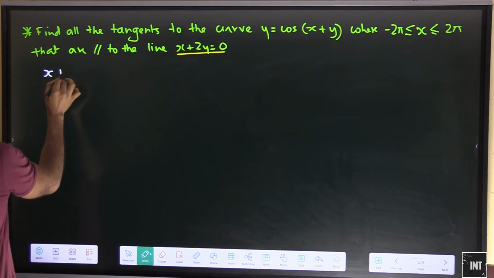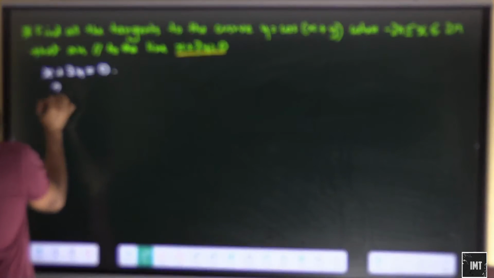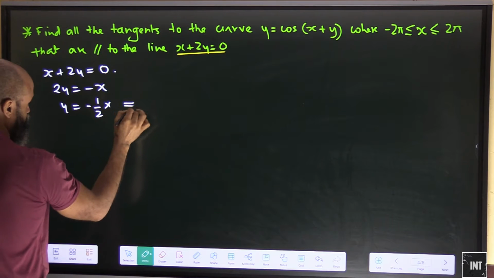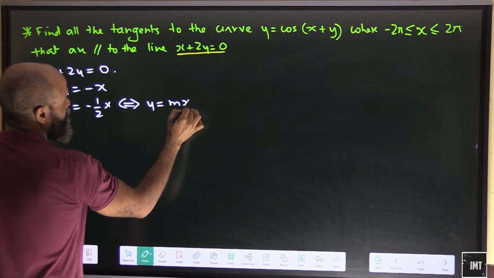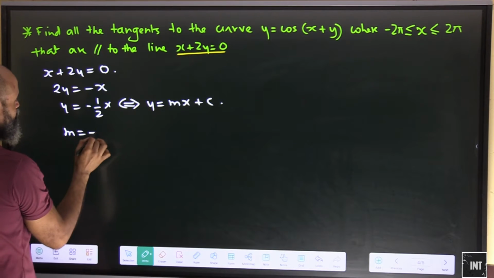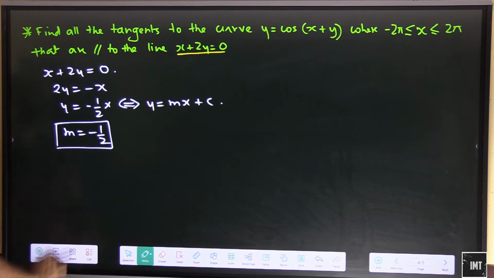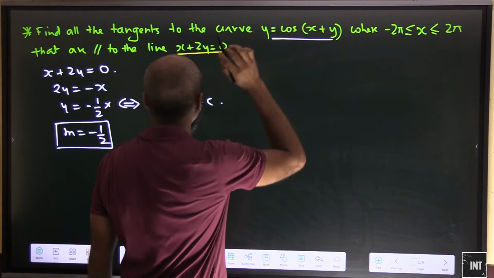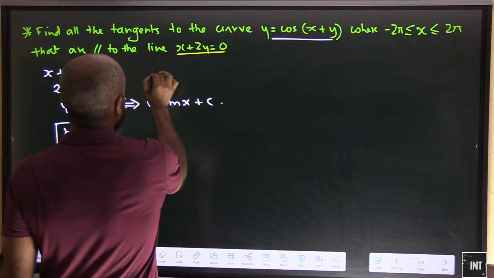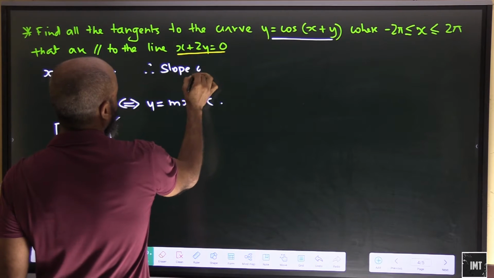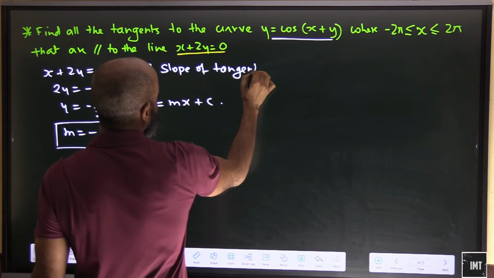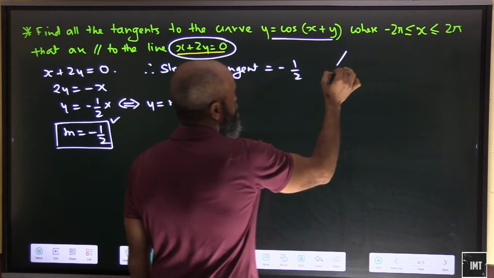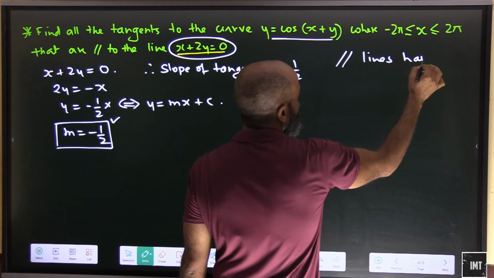So x plus 2y is equal to 0 gives 2y is equal to minus x, where y will be equal to minus half x. If we correspond this to y is equal to mx plus c, m will here be minus 1 by 2. The slope will be minus 1 by 2. Now find all the tangents to the curve. So the slope of the tangent is equal to minus half, because the tangent is parallel to this line, and parallel lines have equal slopes.